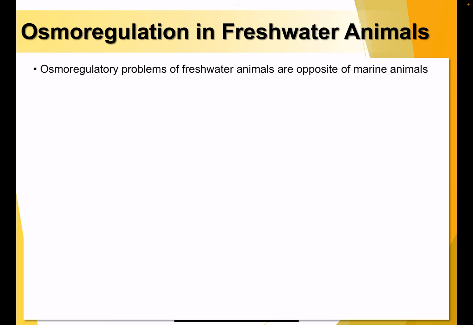All right. And then what about freshwater animals? What do they do? The osmoregulatory problems of freshwater animals are the opposite of marine animals. While marine animals are in a very high salt situation and are afraid of losing all their water, afraid of dehydration, freshwater fish face the opposite problem. They're not worried about their environment taking water away from them. They're worried about the environment putting too much water into themselves.